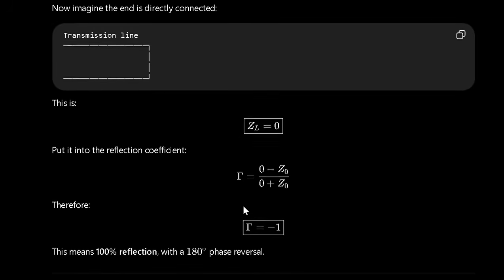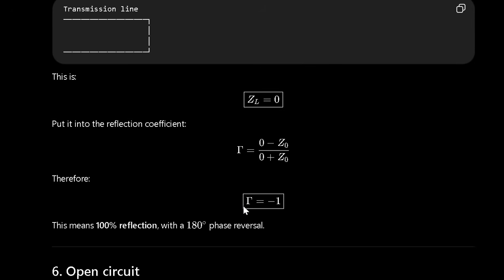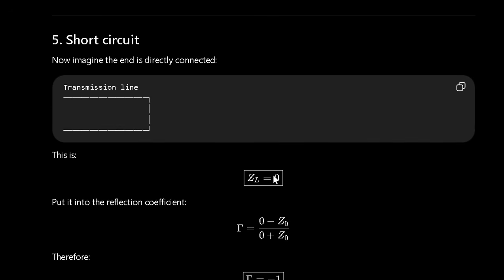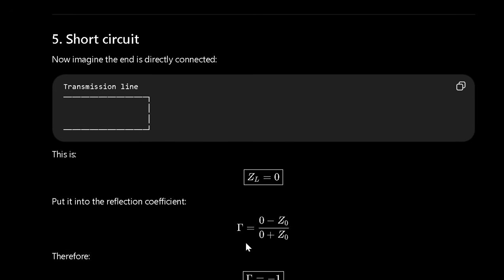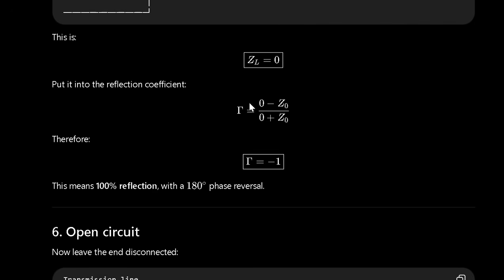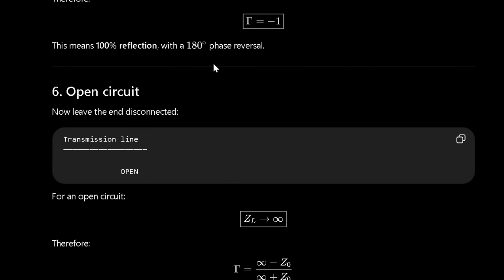For a short circuit, the load impedance ZL is 0, which means there is no resistance and the current is infinite. So ZL equals 0: (0 − Z0) / (0 + Z0), then the reflection coefficient equals minus 1, since Z0 cancels. So there will be a 100% reflection with a 180 degree phase reversal.